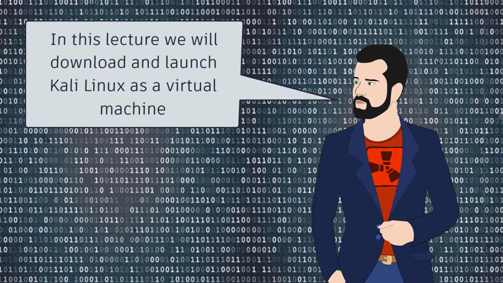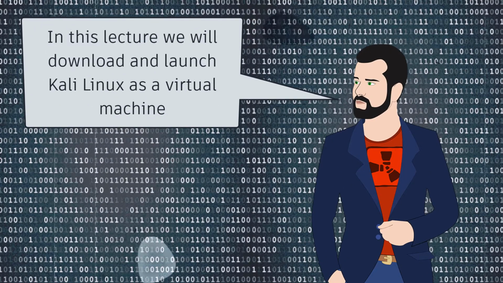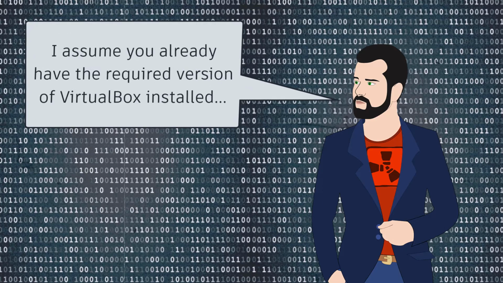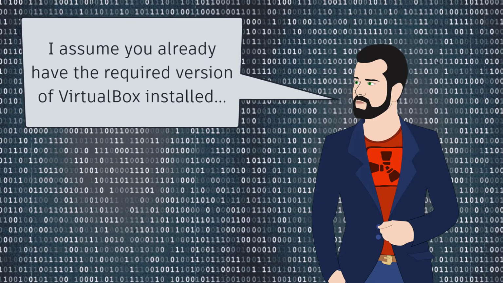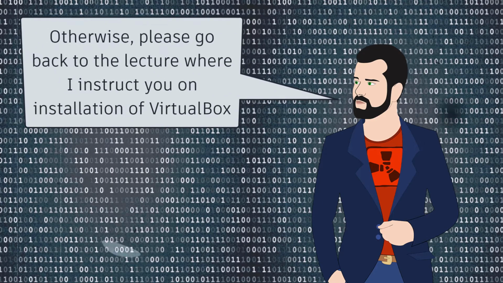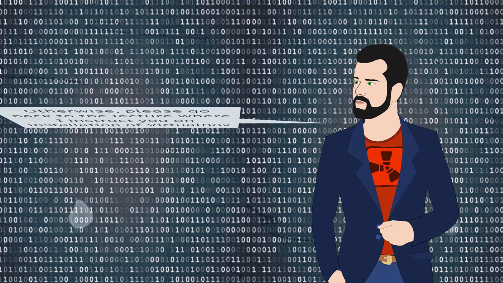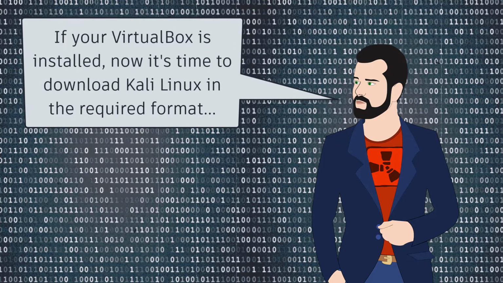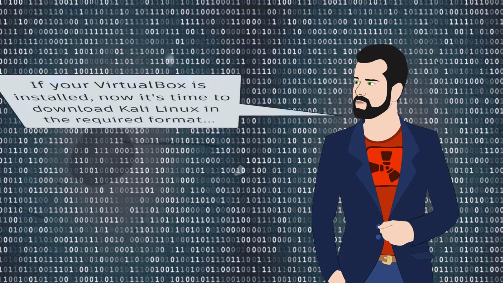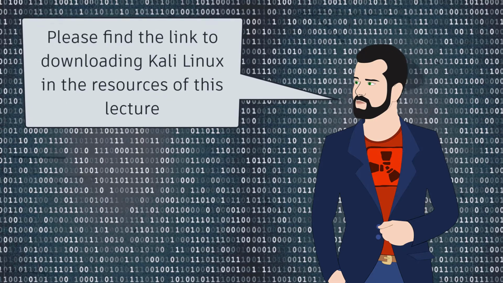In this lecture we will download and launch Kali Linux as a virtual machine. I assume you already have a required version of VirtualBox installed. Otherwise, please go back to the lecture where I instruct you on downloading and installing VirtualBox. If your VirtualBox is already installed, now it's time to download Kali Linux in the required format and launch it. Please find the link in the resources of this lecture.